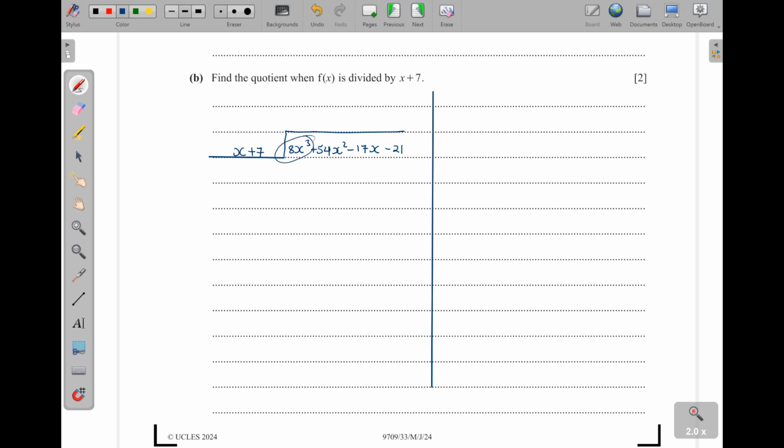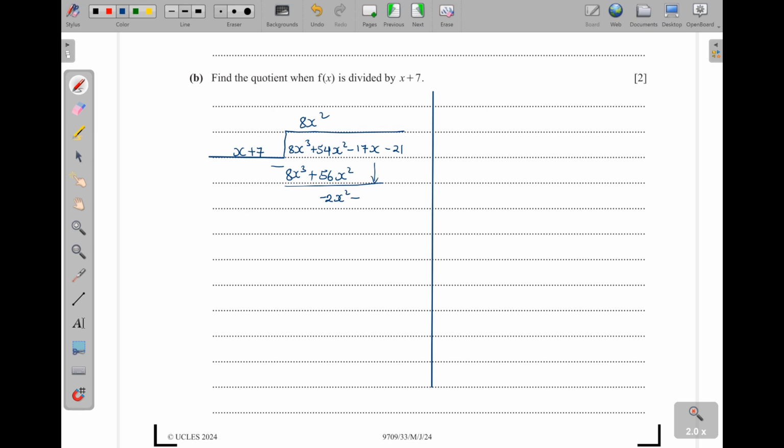You just divide the first with the first, the rest you multiply. So 8x cubed divided by x, you get 8x squared. So we shall have here 8x squared. Now we multiply through. So we shall get here 8x cubed, and then 7 times 8 gives us 56x squared. Then when we subtract, of course the 8x cubed disappears. Now 54 minus 56 is a negative 2, so we shall have negative 2x squared.